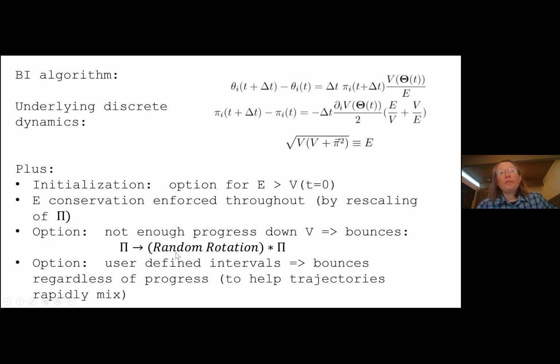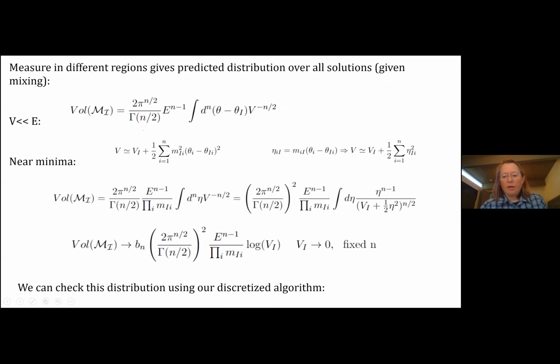One can of course do this in gradient descent with momentum as well. It's just that there one doesn't have the energy conservation to lead to the prediction about phase space volumes and such. So it's of limited use, although one could try it there. And these bounces can be inserted in various ways, either when there's not enough progress, or even toward the beginning to get it going in a chaotic manner. Okay, so that's the basic algorithm.